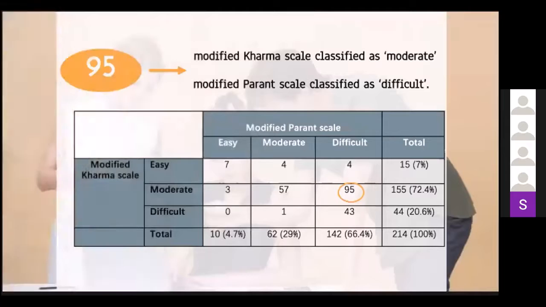Discussion. The most uncorrelated results were 95 cases from 214 that the preoperative modified Kara scale classified as moderate difficulty, but the postoperative modified Parant scale classified as difficult. This implies that the proposed preoperative Kara scale underestimated difficulty compared to the actual one.